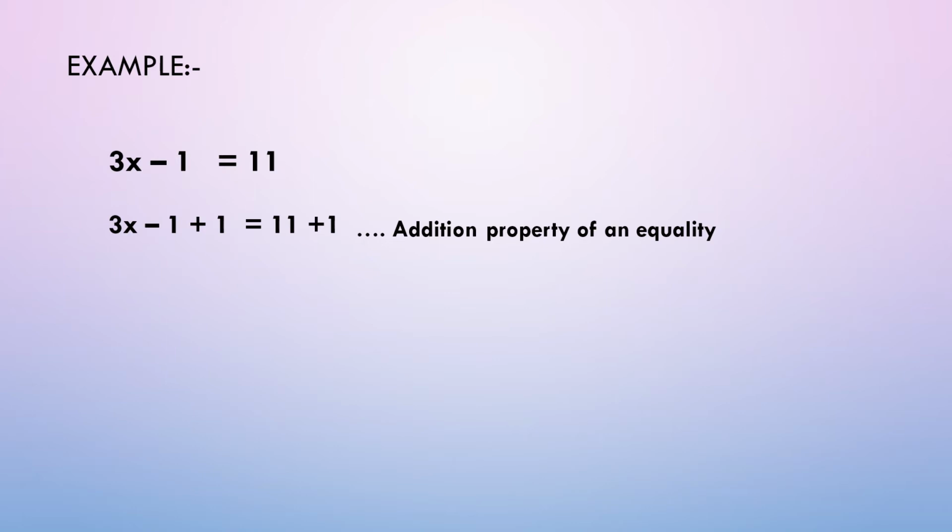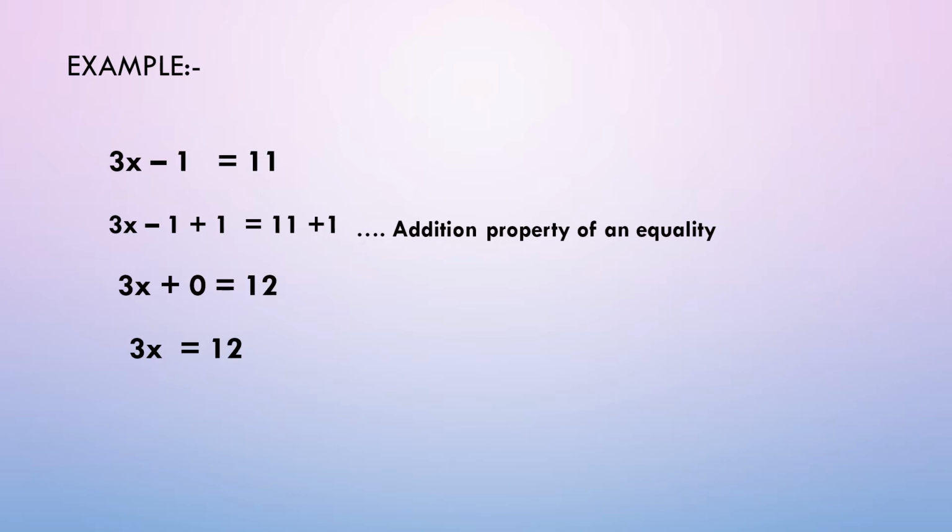So minus 1 and plus 1 becomes 0. So 3x plus 0 is equal to 12. So 3x is equal to 12. Now you have to find the value of x. You don't want this 3. So to remove this 3, what will you do? On both the sides you will divide by 3.